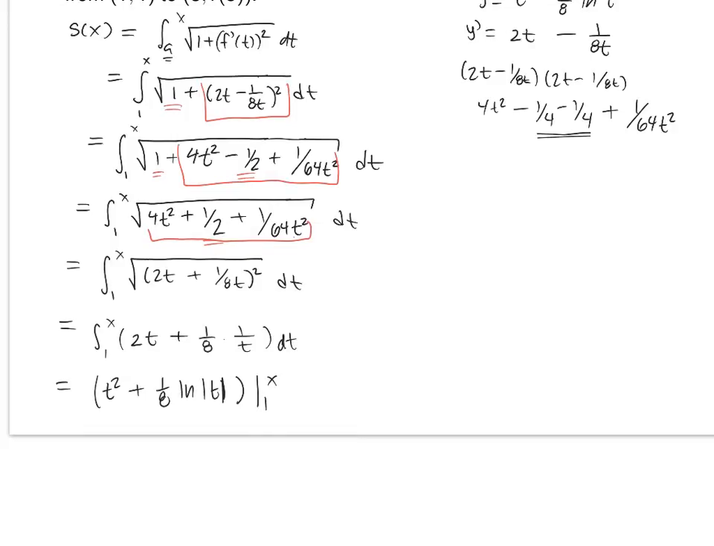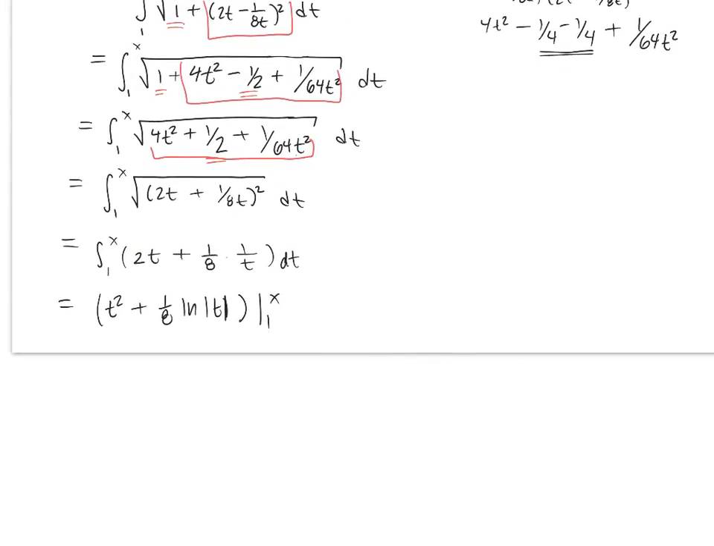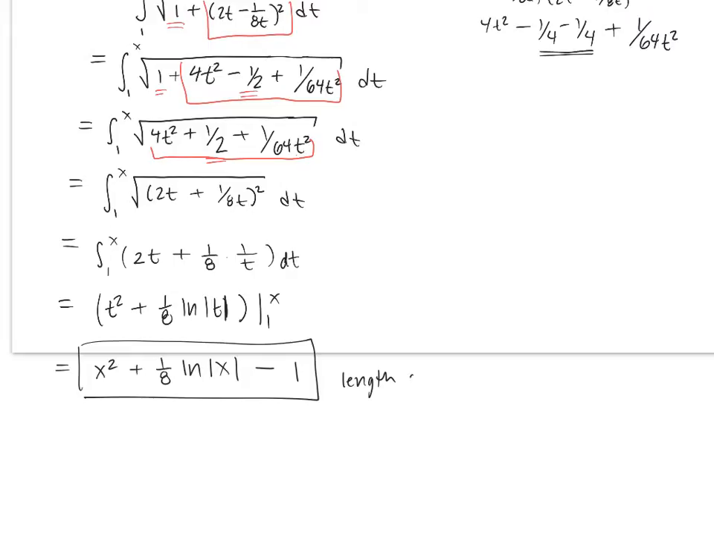From 1 to x. And then plug in your stuff and you have, what's that? X squared plus 1/8 natural log of x, minus 1. Okay, and that's this function that they call s of x. And this tells you the length of the curve from 1, 1 to some random point x, f of x, whatever that point is. Okay, let me finish the rest of the problem, then you can ask me questions, okay?